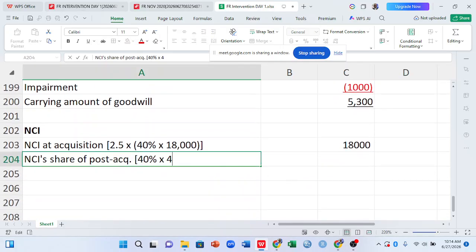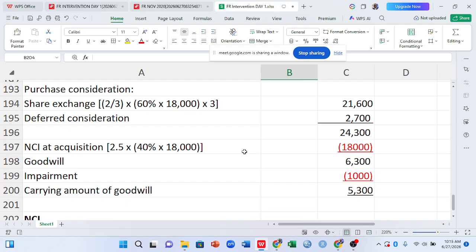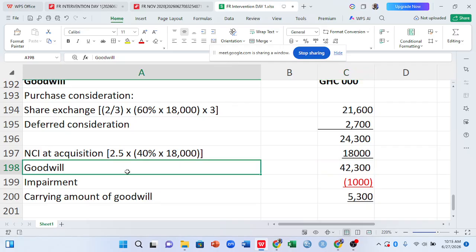Please, there's a slight mistake. Okay, where? So please, the fair value of NCI at acquisition. Don't we add it to the consideration? Mm-hmm. Fair value. Where are you talking about? The 18,000. Oh, yes, the NCI at acquisition. And our layer is the net asset, right? Yes, we didn't do that. Okay.